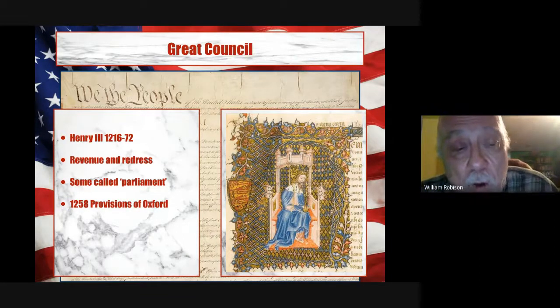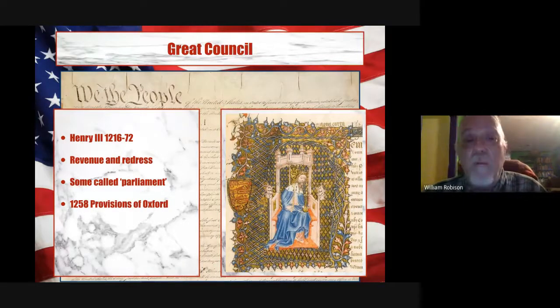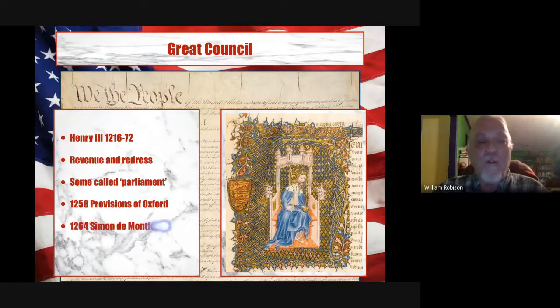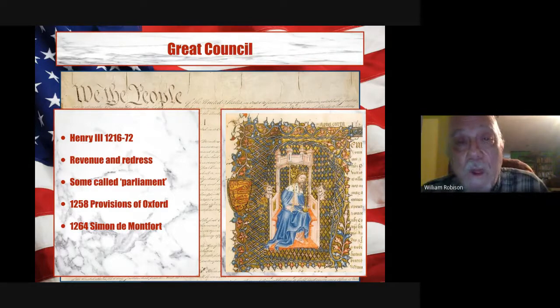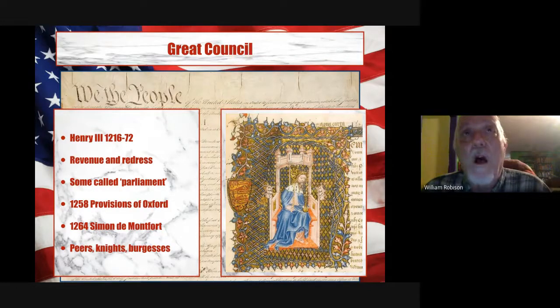In 1258, a group of the barons tried to impose further limits on the king and give more power to these parliaments with something called the Provisions of Oxford. It didn't stick. And so a few years later, one very powerful baron by the name of Simon de Montfort waged war against Henry, took him prisoner, and actually created a parliament that had all of the elements of later parliaments: peers, that is, lords, knights representing the counties, and burgesses representing the towns.